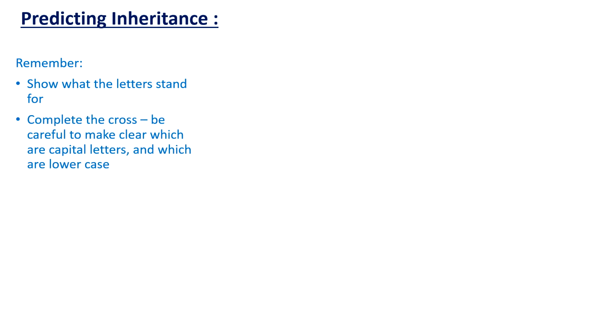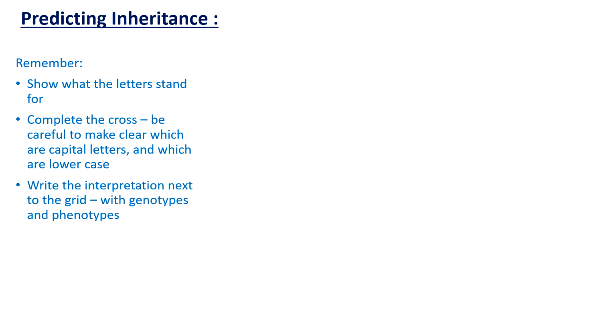When predicting inheritance and using Punnett squares, you must remember to ensure you show what the letters stand for that you are using to represent the condition or the feature. When you've drawn your Punnett square and you're filling it in, make sure that you make it clear which are capital letters and which are small case letters. Capital letters represent dominant alleles, small case letters represent recessive alleles.